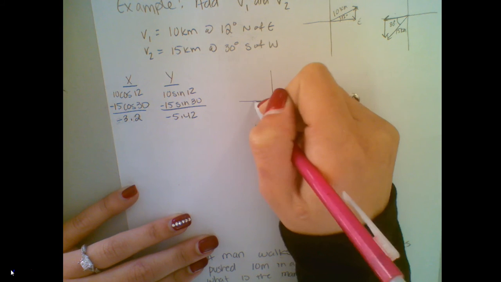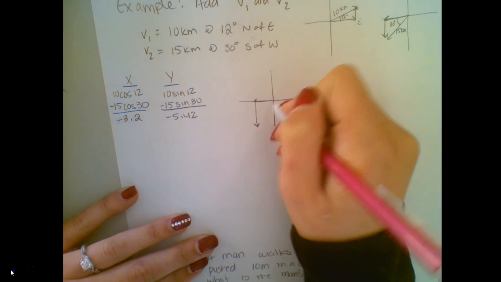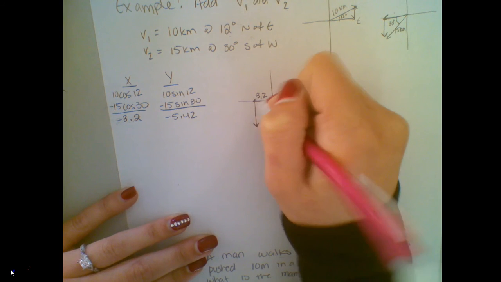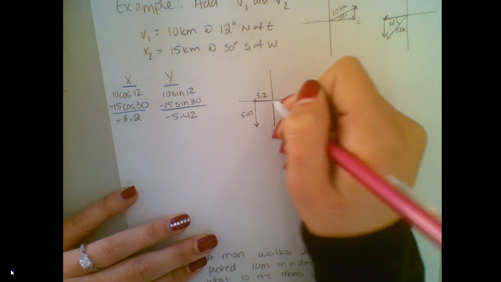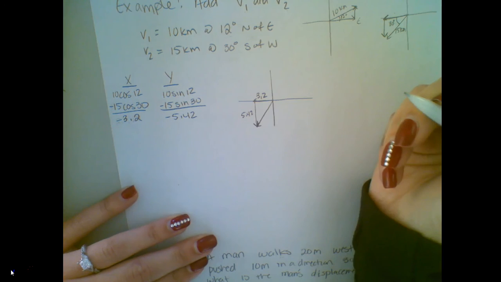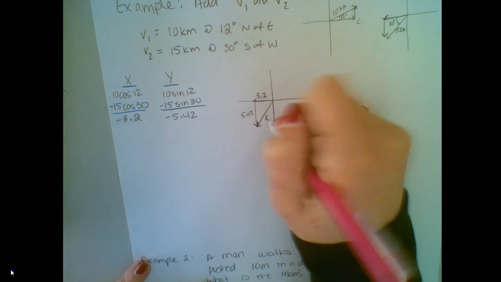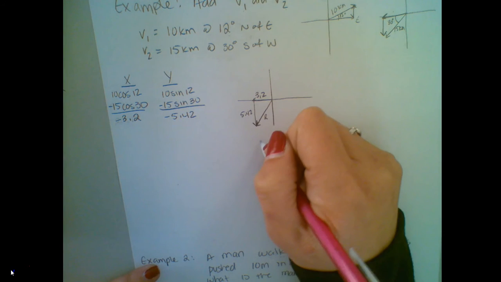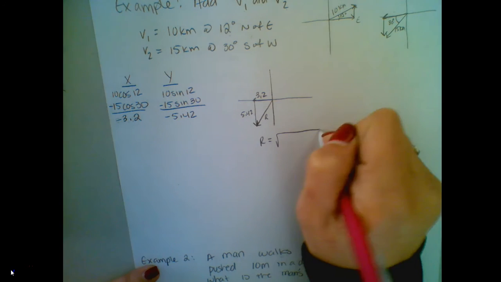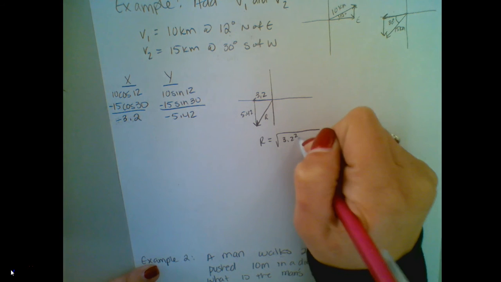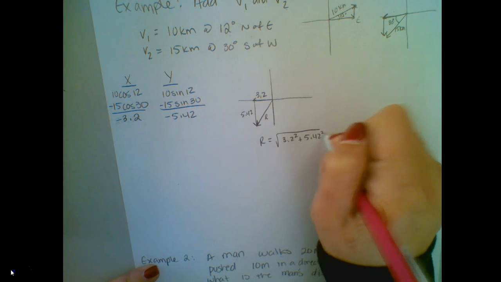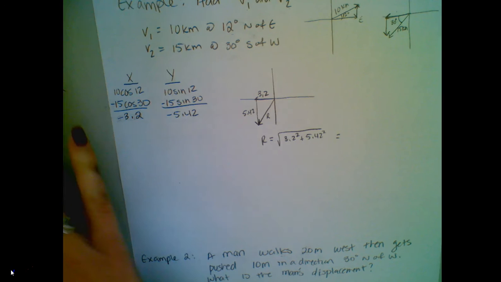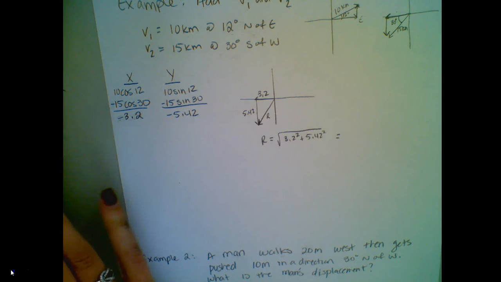And then I need the direction, so I'm going to say at, and then I'm going to find this angle. So it doesn't matter if you find this angle or you find this angle, but I always find the one that's inside the triangle because it's easier because I have the numbers around me. So I want this angle. I always use tangent, so I'm going to go tan theta equals opposite, which is 5.42, over adjacent, which is 3.2, and then I'm going to do an inverse tangent to get the angle.